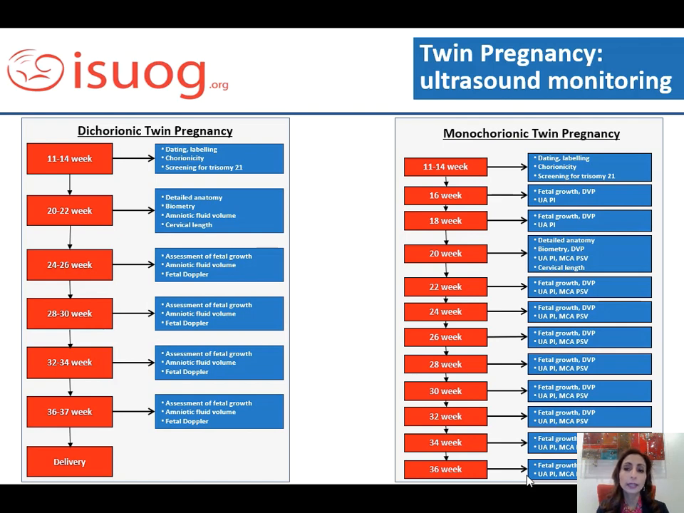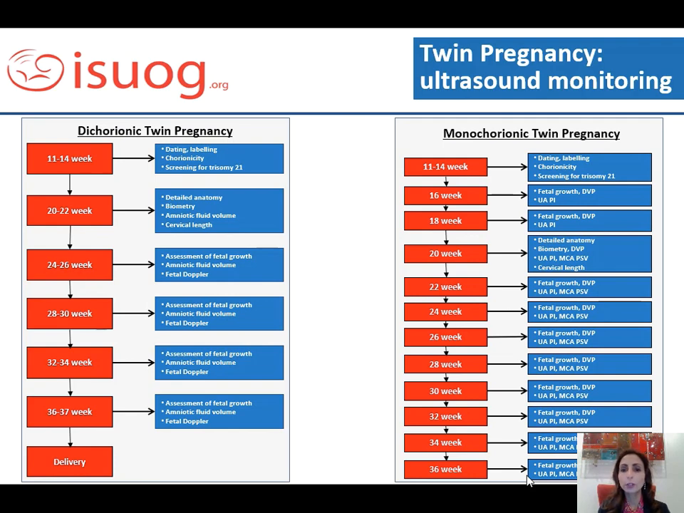And also the ISUOG guideline includes assessment of the umbilical artery at every scan, and assessment of the MCA, or middle cerebral artery, peak systolic velocity from 20 weeks onwards to monitor for development of TAPS, or twin anemia polycythemia sequence. Again, this is controversial, and not all guidelines recommend routine assessment of the middle cerebral artery peak systolic velocity at every scan.